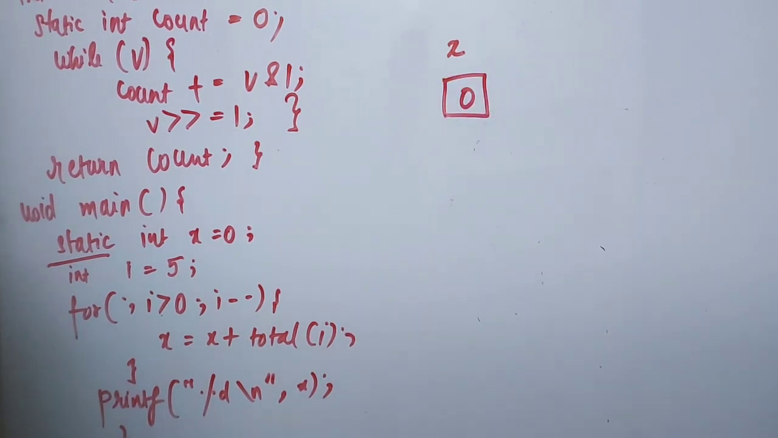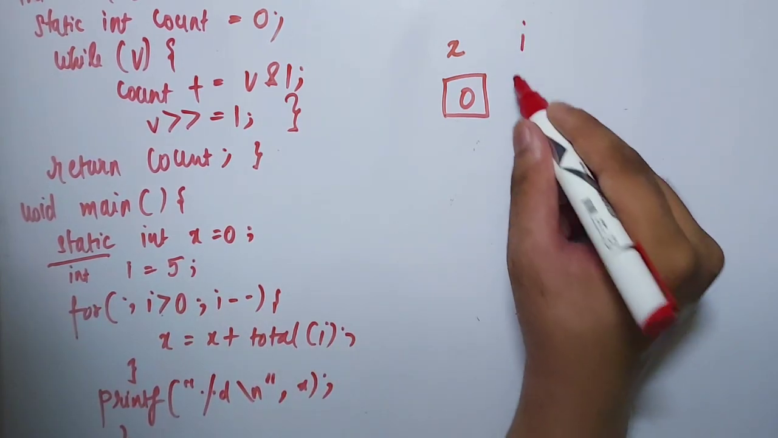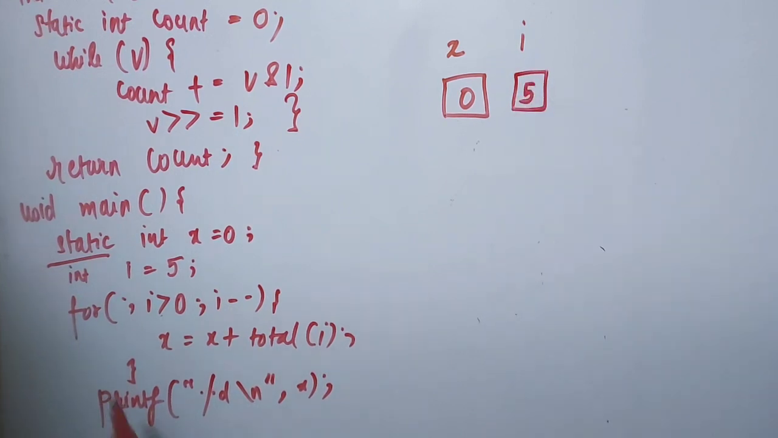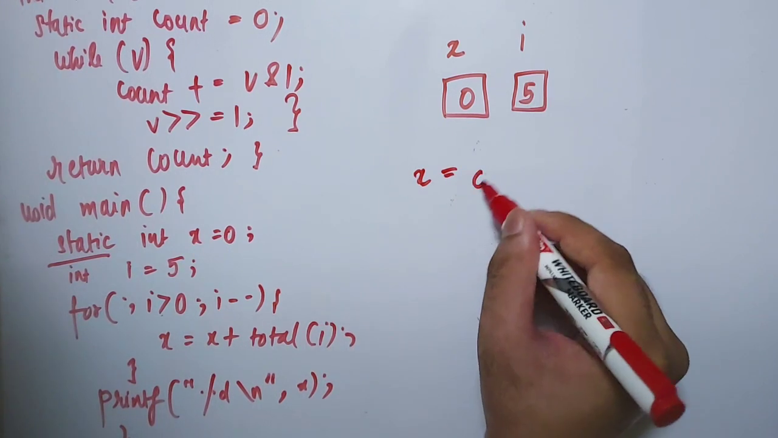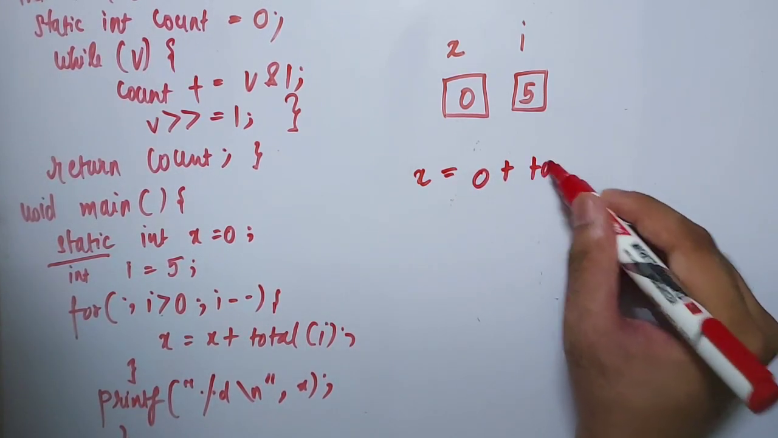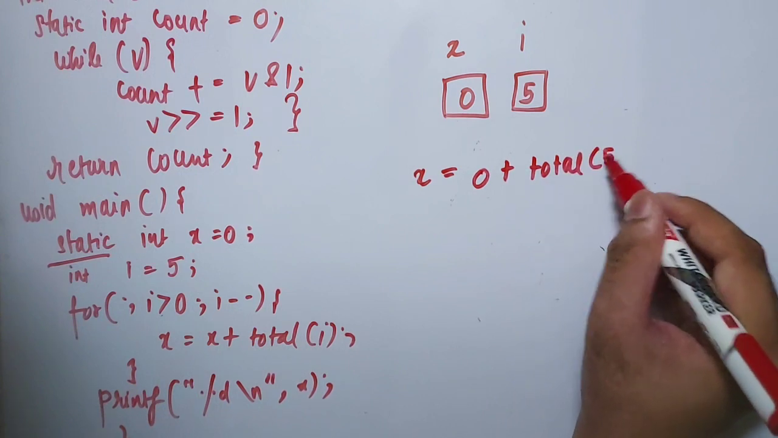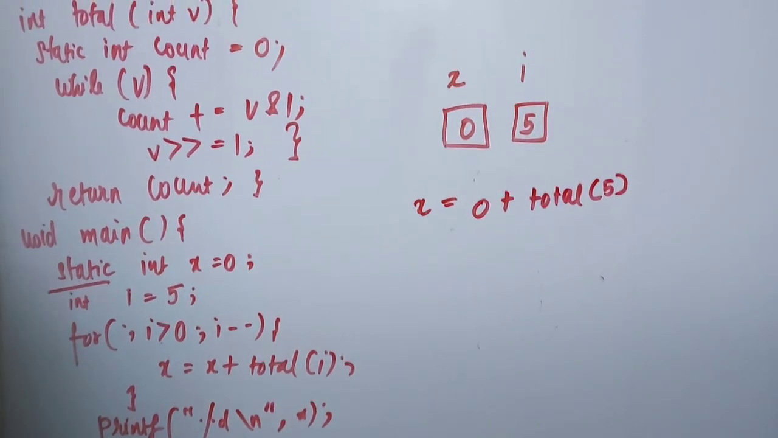Okay. Now, the for loop. Here it is given that i equals 5. i equals 5, i greater than 0: 5 is greater than 0, so the condition is true. So it will enter the body of the for loop and it says x equals x plus total of 5. We know that x equals 0, so x equals 0 plus total of 5. Okay, now we see the total function.